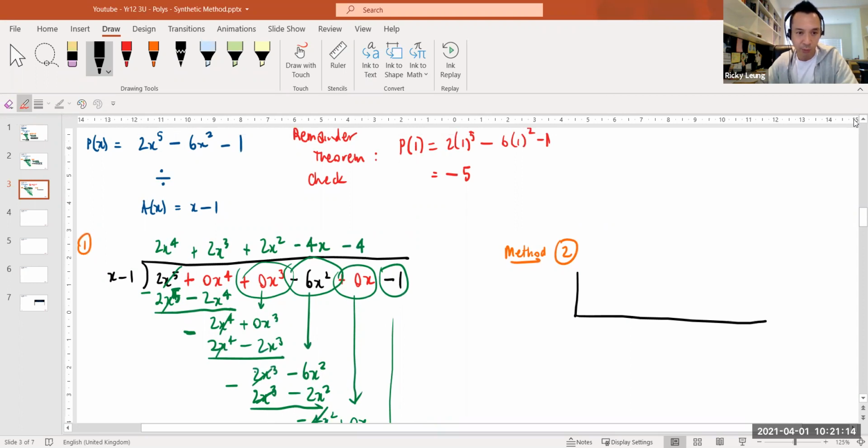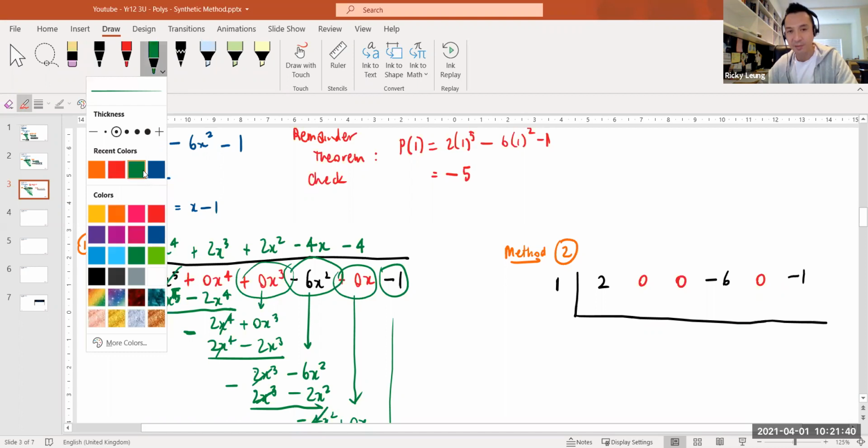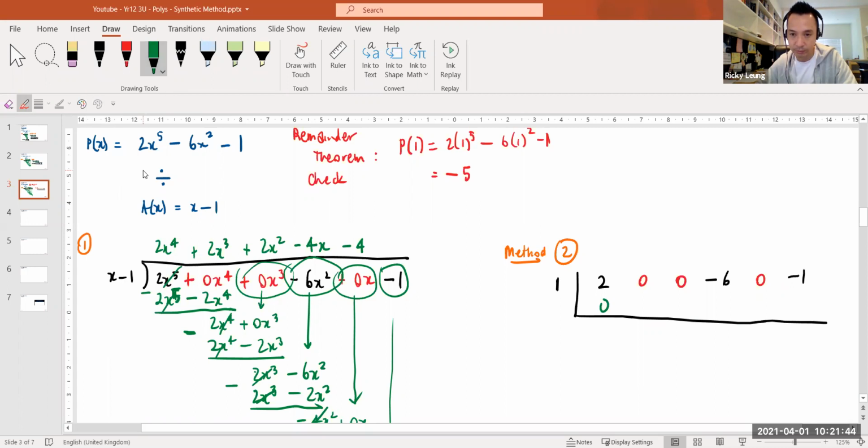So I want to put these guys in. It'll be 2, 0, 0, because they didn't exist in my original, and then it'll be -6, 0, -1. I like to put the zeros in a different color just to show you that they weren't part of the question, but I'll just put them in. So then x minus 1, put the 1 there. Remember, the process is add, times, add, times, add, times. So start with 0 then.